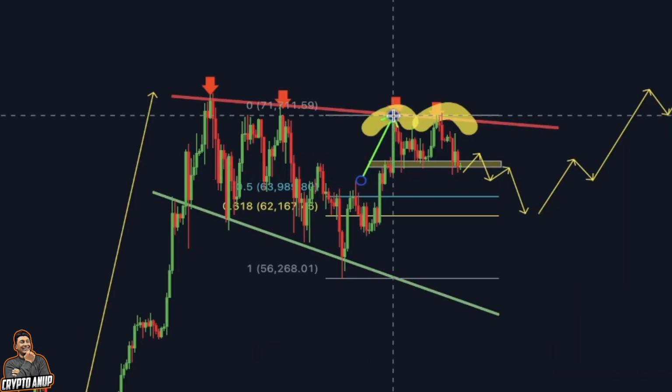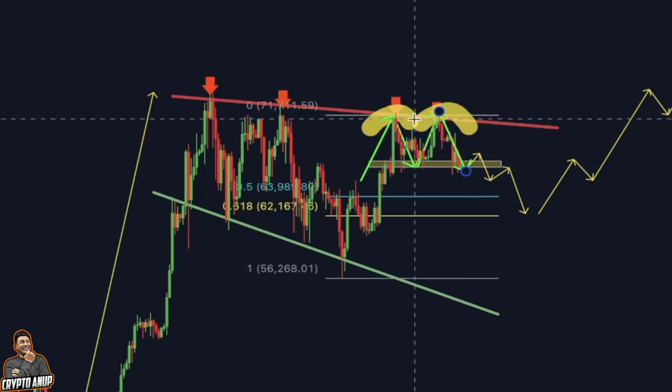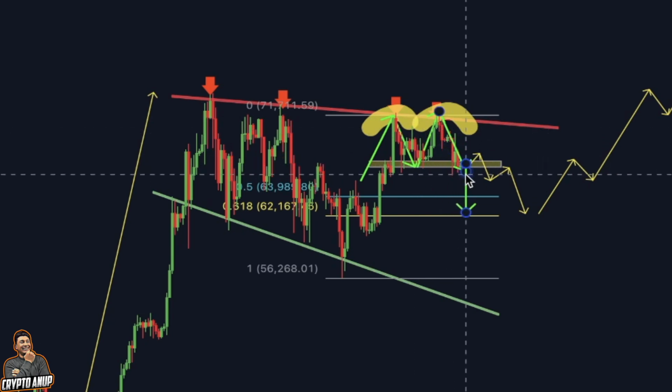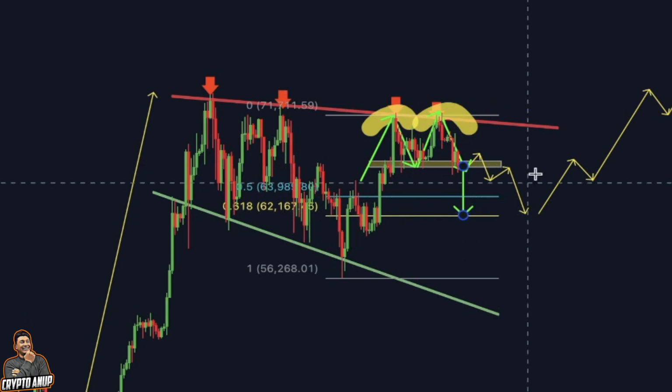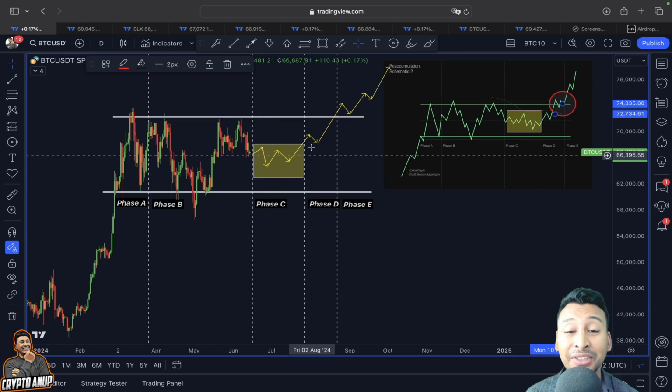You can see this looks like a perfect double top type of formation, which is a bearish continuation pattern. And according to the double top, if the price starts showing weakness, you can see this will be our price objective. I mean, the 0.618 Fibonacci line. So if this happens, then you can see this lines up perfectly with this Wyckoff's phase C.